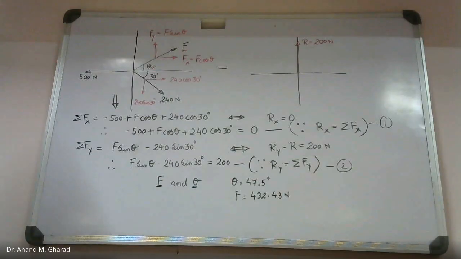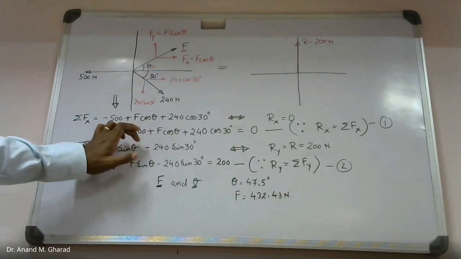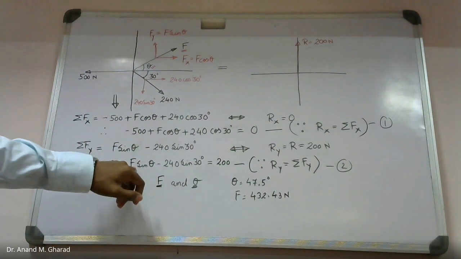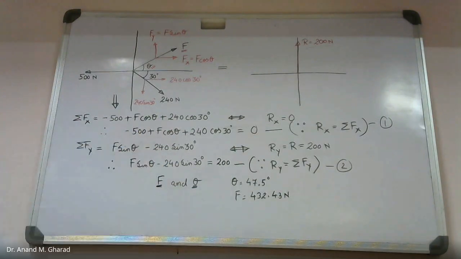Okay, so please verify, all of you. You have different methods to solve this. You can square the two terms and then add, and later on you can calculate the F value, and once you get the F value, substitute in any of the equations and you will get the theta value. I hope this is understood.